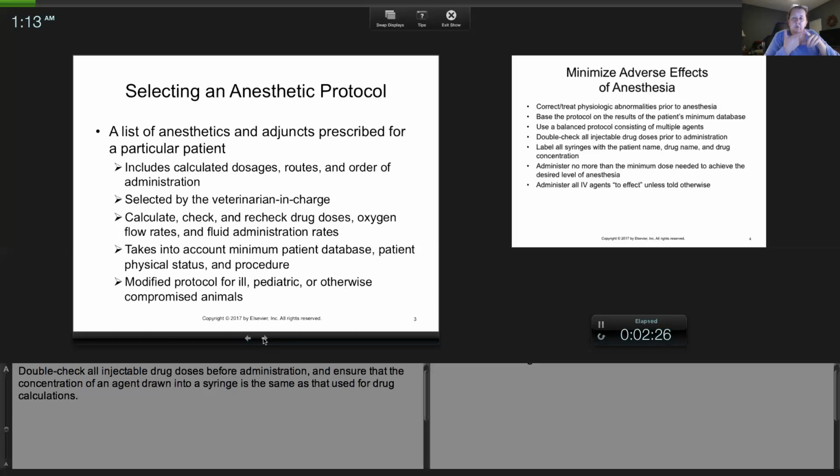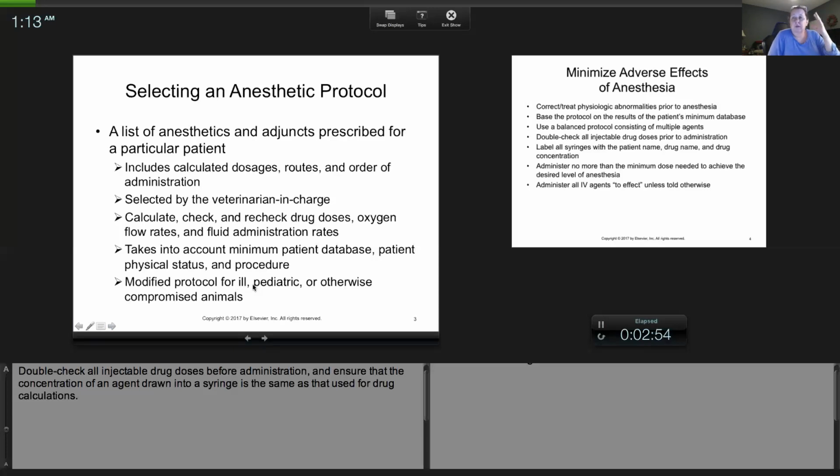You need to also check your oxygen flow rates, your fluid rates. Always make sure you flush your fluid line. Make sure that we have done the minimum blood work required, that we've gone over the patient status. And one thing, this last line is very important. Modified protocol for ill, pediatric, or compromised.